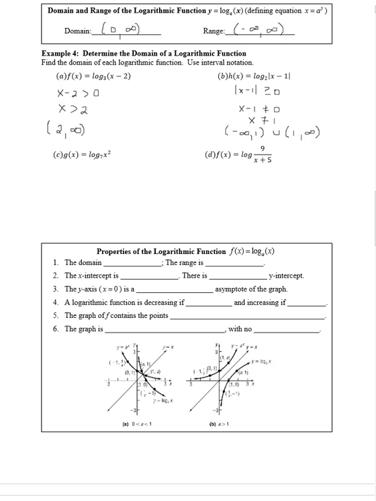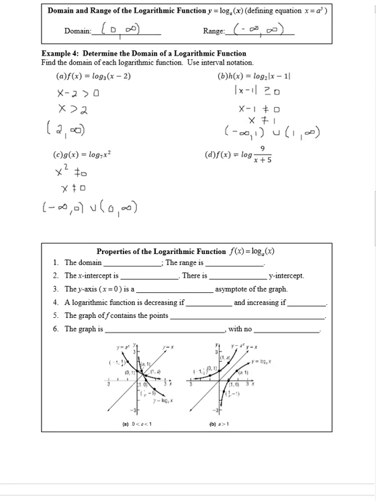Okay, what about log base 7 of x squared? Well, that means that x squared, again, can't equal 0, right? Because x squared is always going to be positive unless it equals 0. So that means x can't be 0. So this one is similar to the last one. We have negative infinity to 0, union with 0 to infinity for the domain.